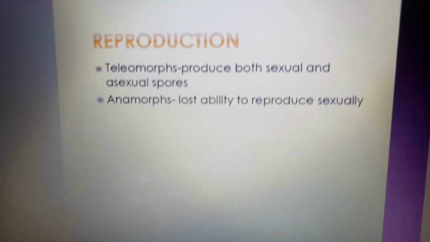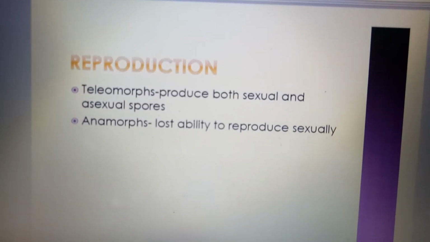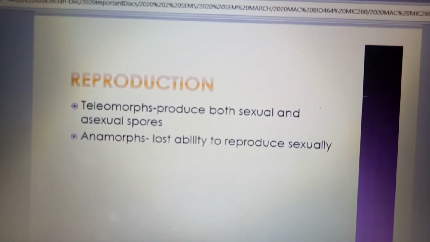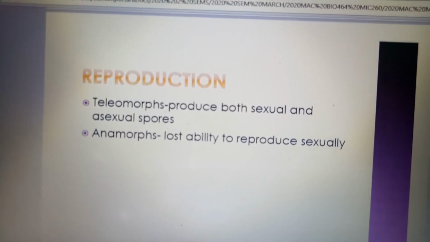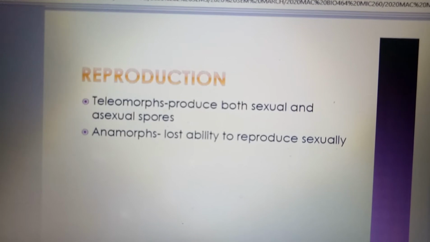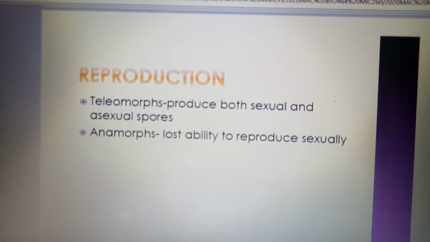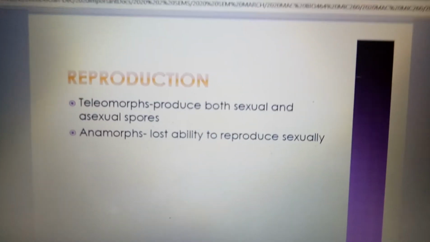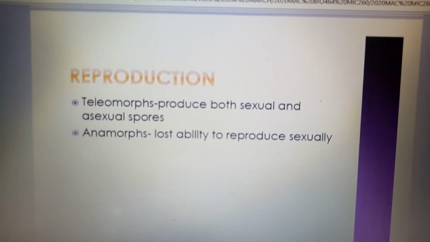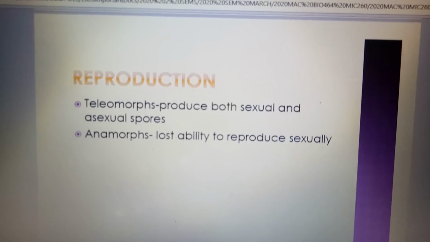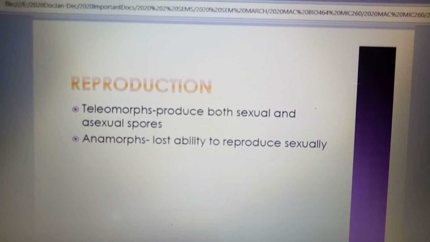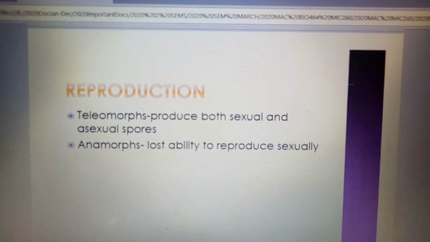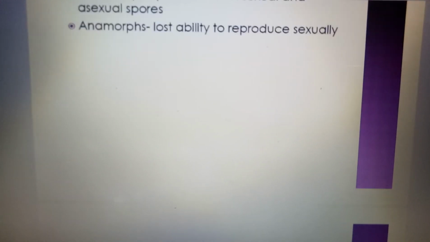Some other fungi, in different conditions, also produce spores. This is another example: teleomorph and anamorph. A teleomorph produces both sexual and asexual spores, and an anamorph has lost the ability to reproduce sexually. This is also an important term for reproduction.